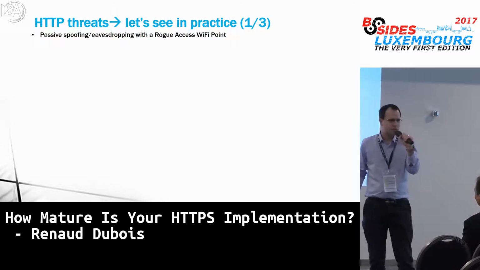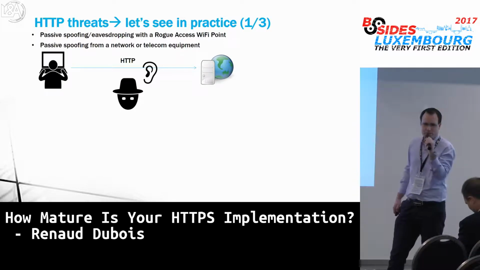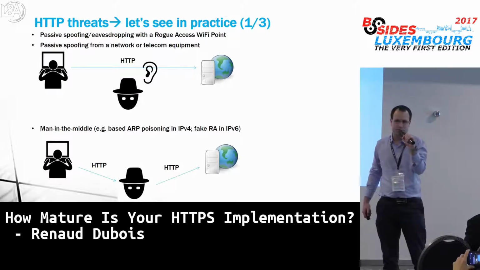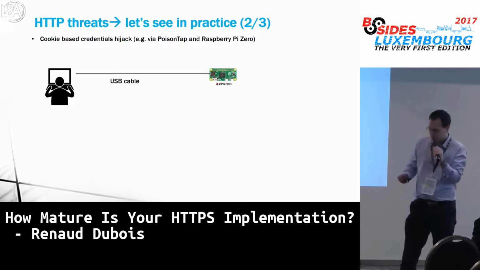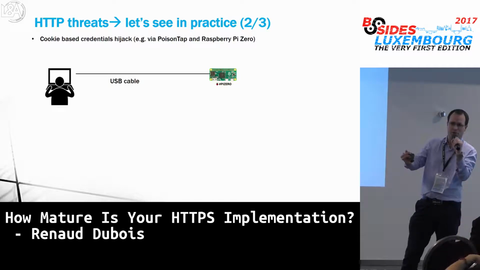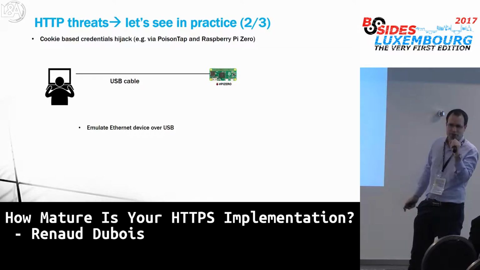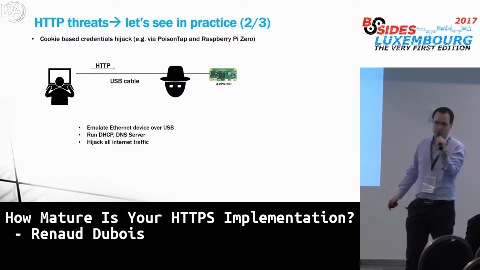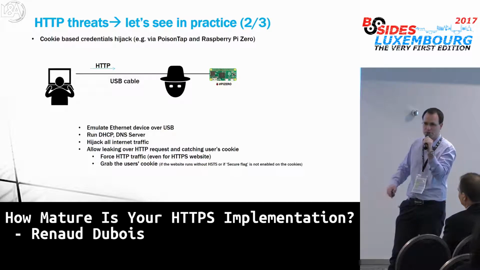Let's now talk about the HTTP threats. The typical ones: passive spoofing, eavesdropping with rogue access points, passive spoofing on network and telecom equipment like SPAN ports, man-in-the-middle attacks, ARP poisoning, and you have an equivalent for IPv6. Something quite innovative is this small device, a Raspberry Pi Zero, with PoisonTap software. You plug it into your victim's computer over USB. It will emulate an Ethernet device over USB. It runs DHCP and DNS, and it will force the different websites to connect over HTTP and try to hijack your logins, passwords and session cookies.